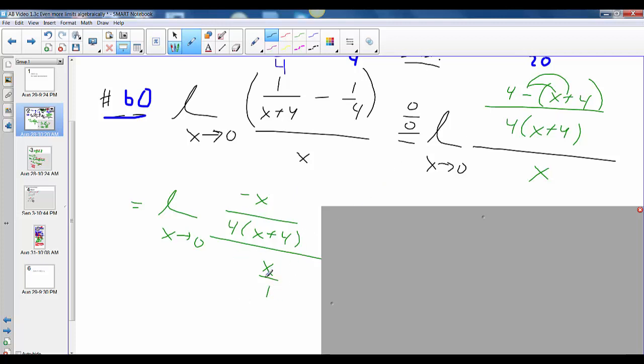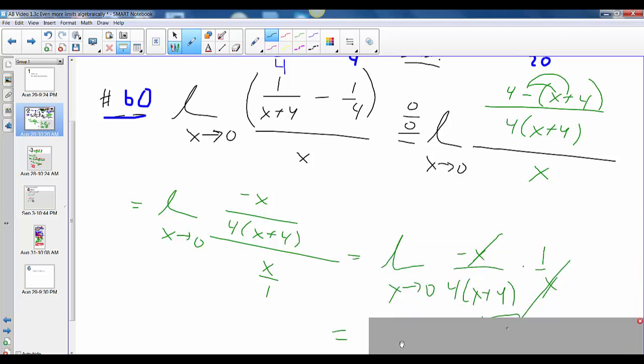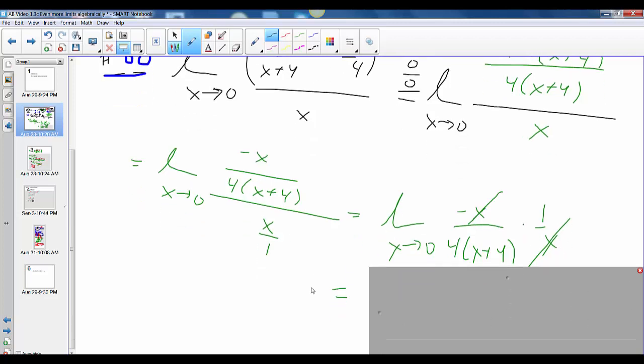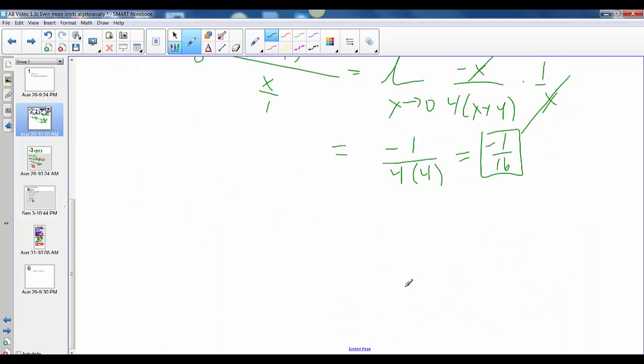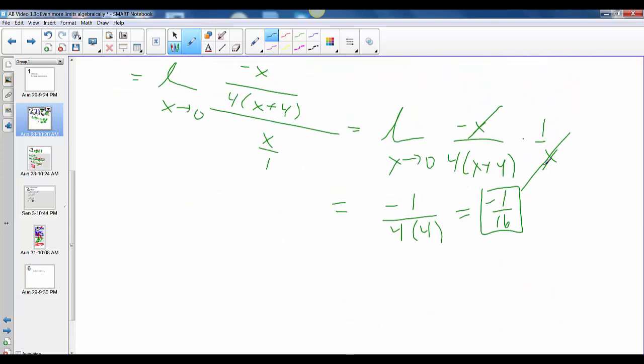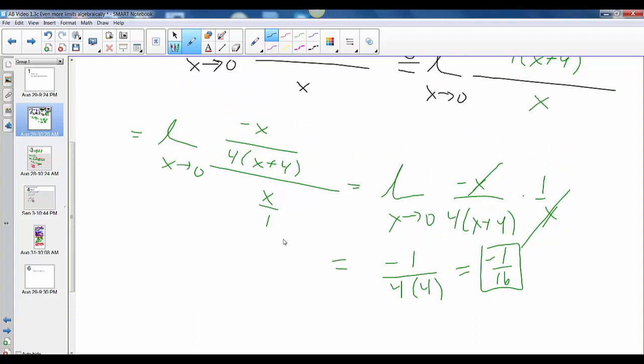Well, x is x over 1. We're dividing two fractions, so we multiply by the reciprocal of the bottom fraction. And very nicely, the x's cancel. And of course, with the x's gone, we will no longer get 0 over 0. So we cancel out the x's, and now we replace the x by 0. We have negative 1 over 4 times 0 plus 4, which is negative 1 over 16.